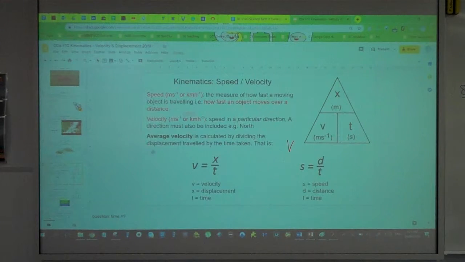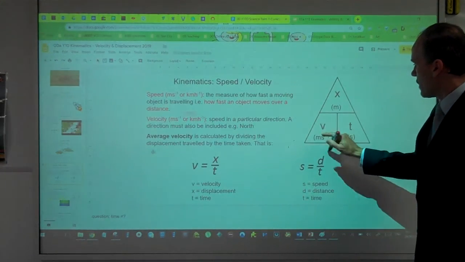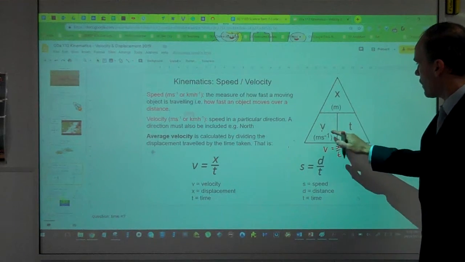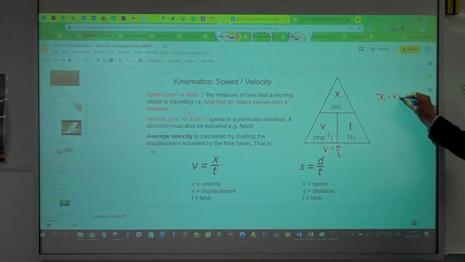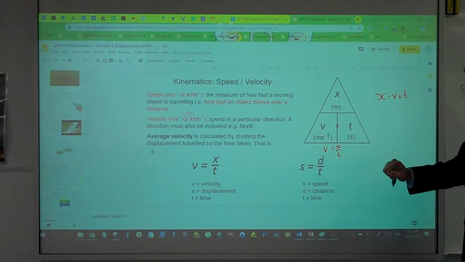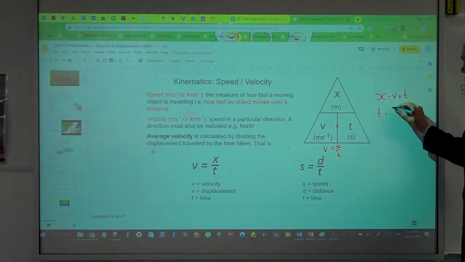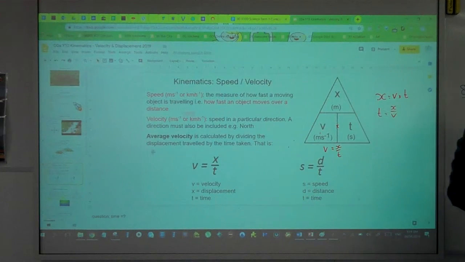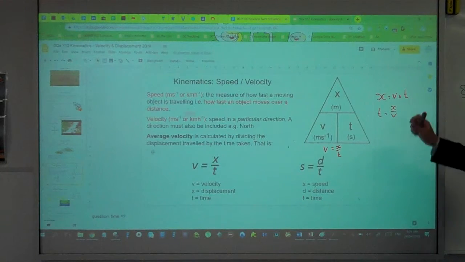Done, fixed. So, in this case, if we're after V, it's equal to x over t. If we're after x, what is the equation for x? X is equal to V multiplied by t. There's a multiplication there. And if we're after t, it's equal to x divided by v. So that's how you can use that triangle, the xvt triangle, to try and, if not remember the formulas, at least work out how to derive the formulas.